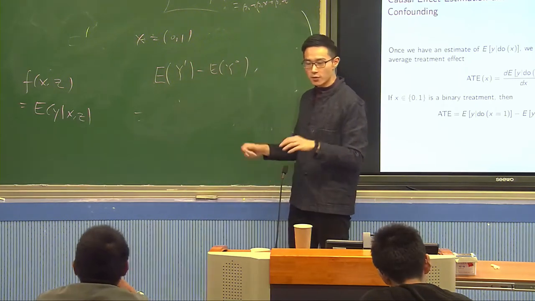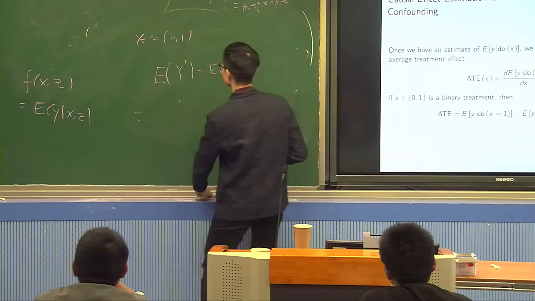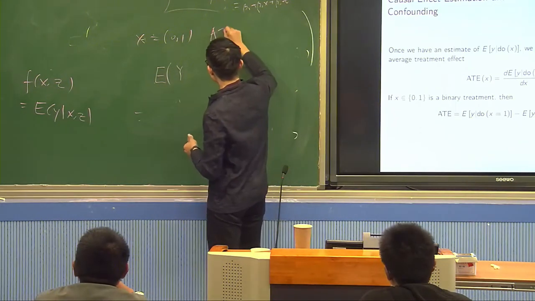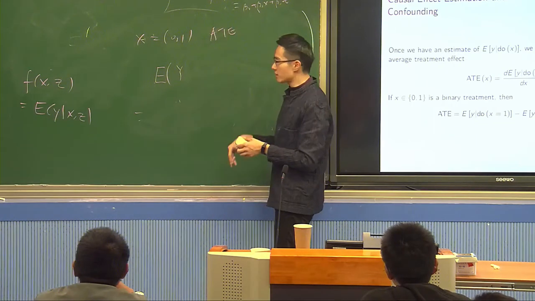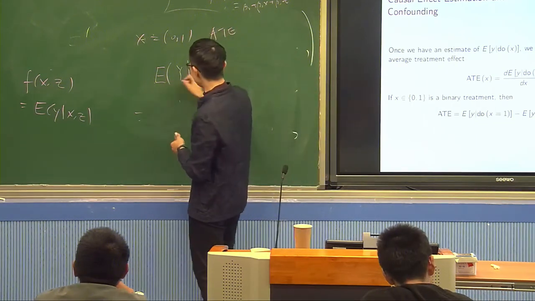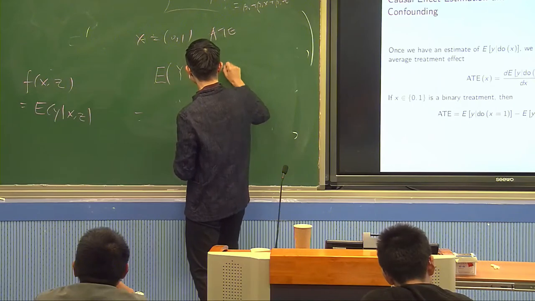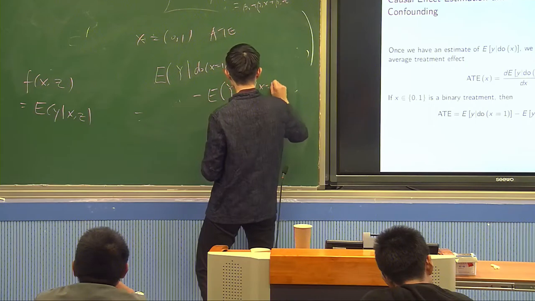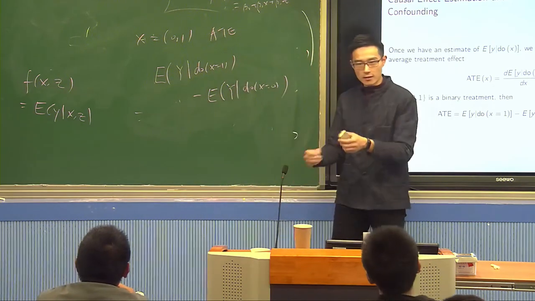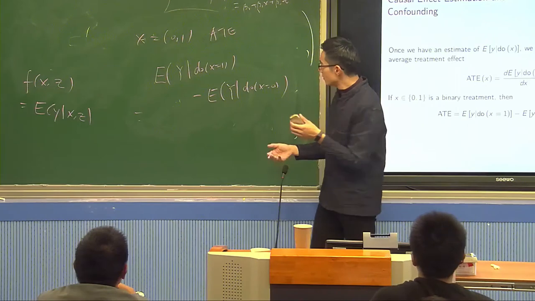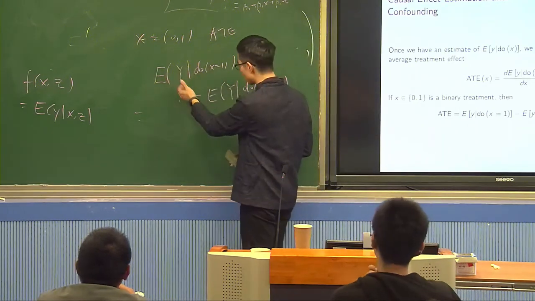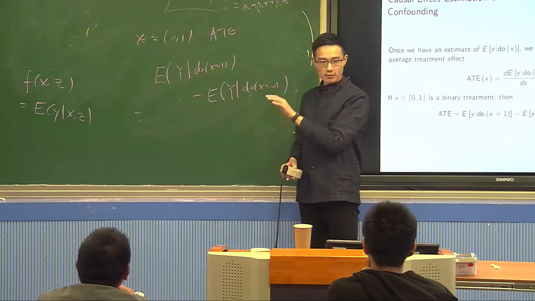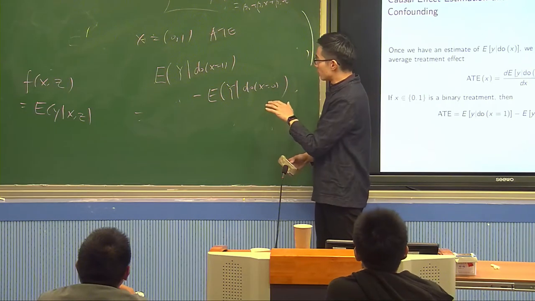Now, using the do notation, the ATE is defined as E[Y | do(X = 1)] minus E[Y | do(X = 0)]. In other words, the average treatment effect is a contrast between what happens if do(X = 1) and do(X = 0). So that is the definition of the average treatment effect, okay?